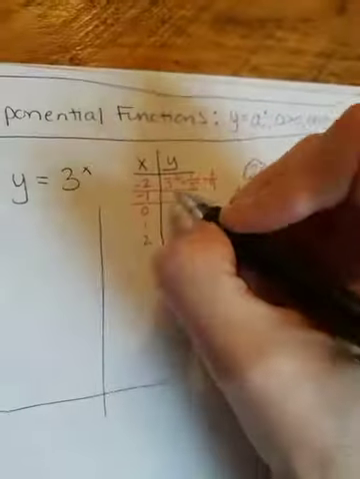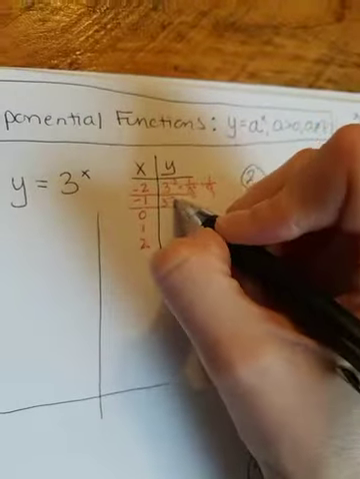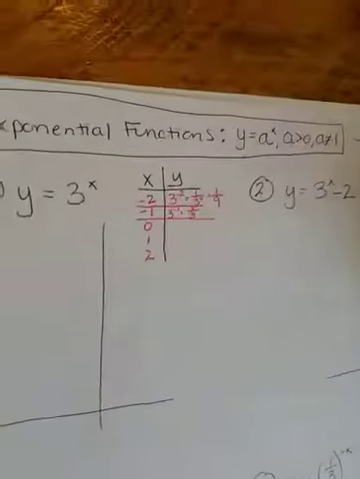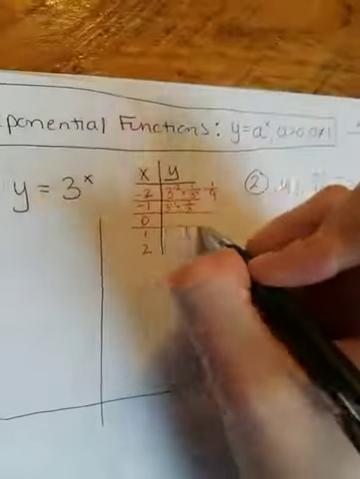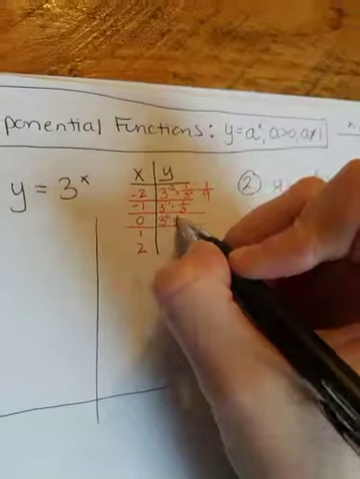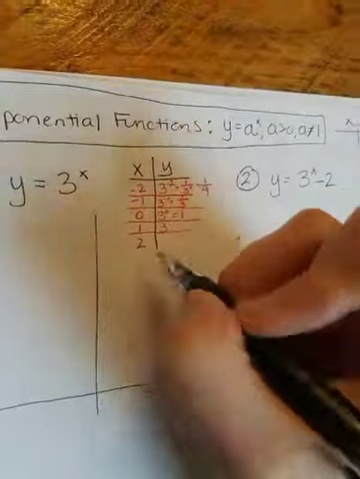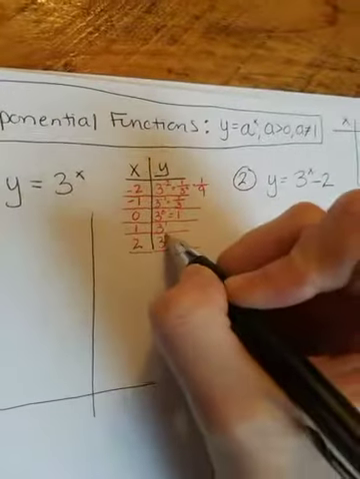When x is -1, that's 3 to the -1. That's 1 over 3 to the first, which is 1/3. For 0, we've talked about this: 3 to the 0, anything to the 0 power is 1. 3 to the 1 is just 3, and then 3 squared is 9.